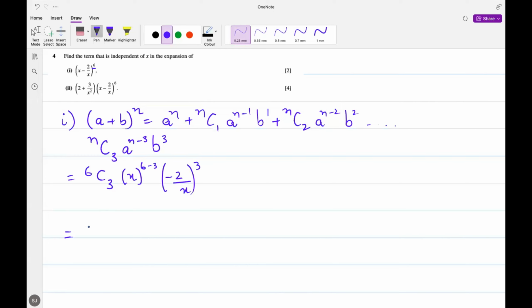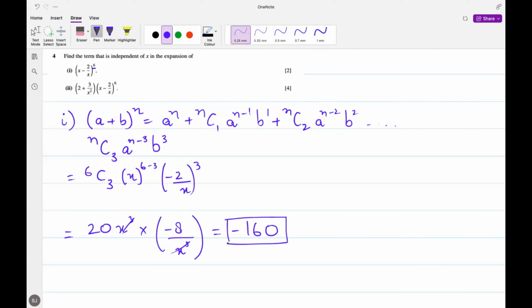So 6C3 is 20 into x cubed multiplied by minus 8 upon x cubed. x cubed and x cubed will cancel out, so the answer will be minus 160, which is a constant as the x terms have cancelled out.